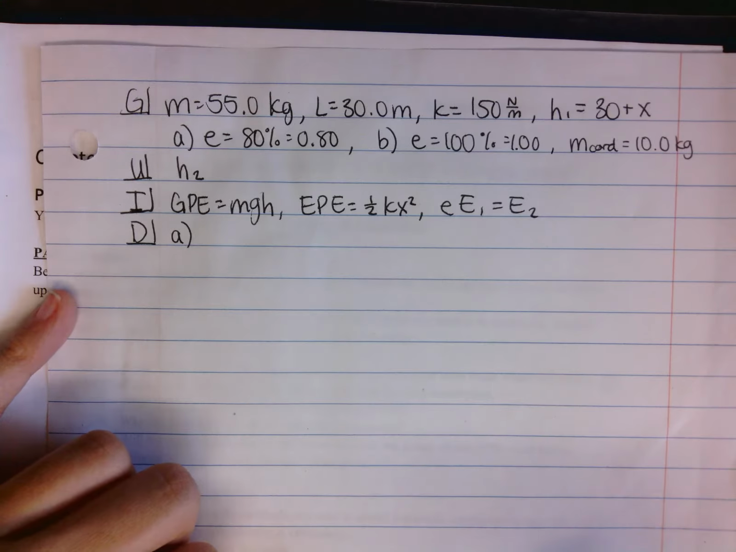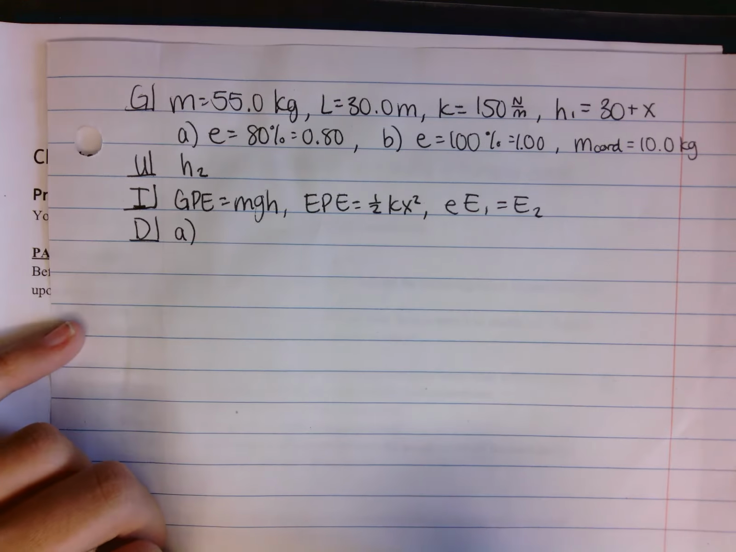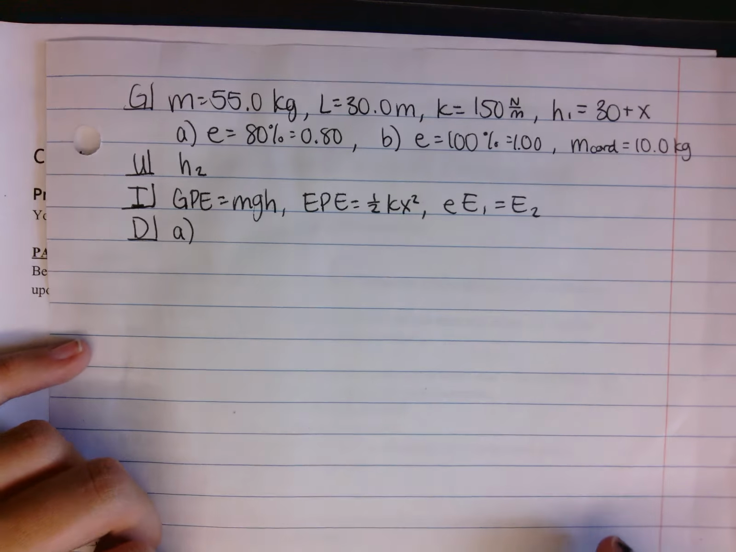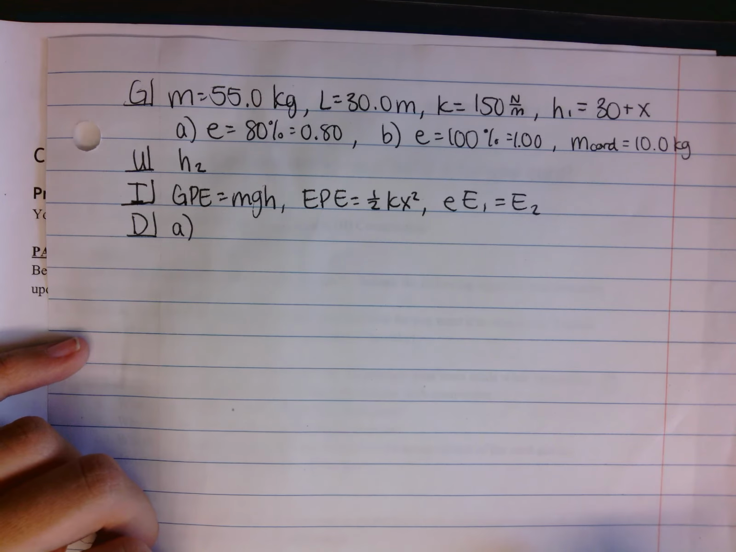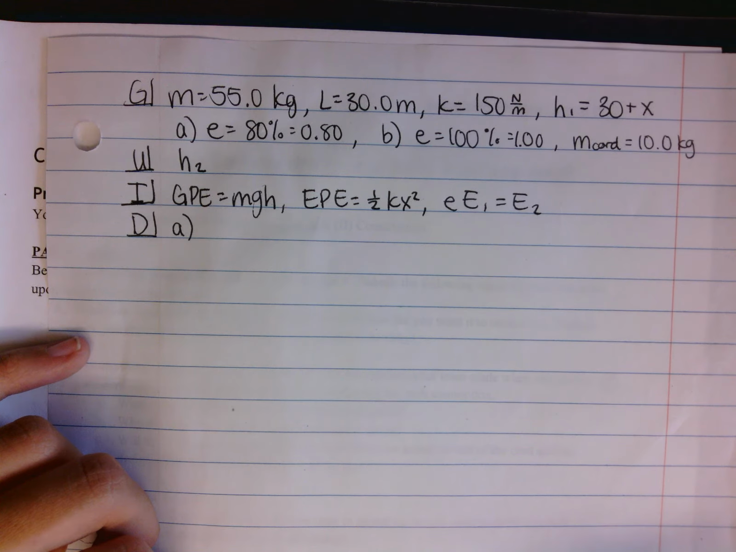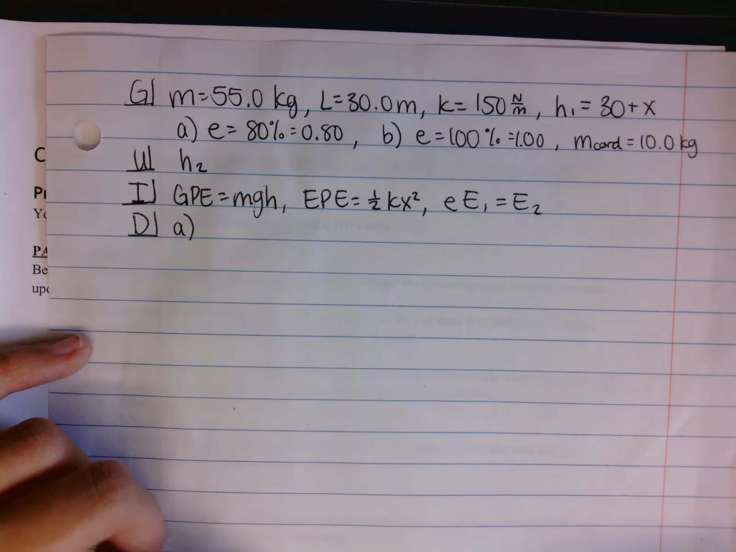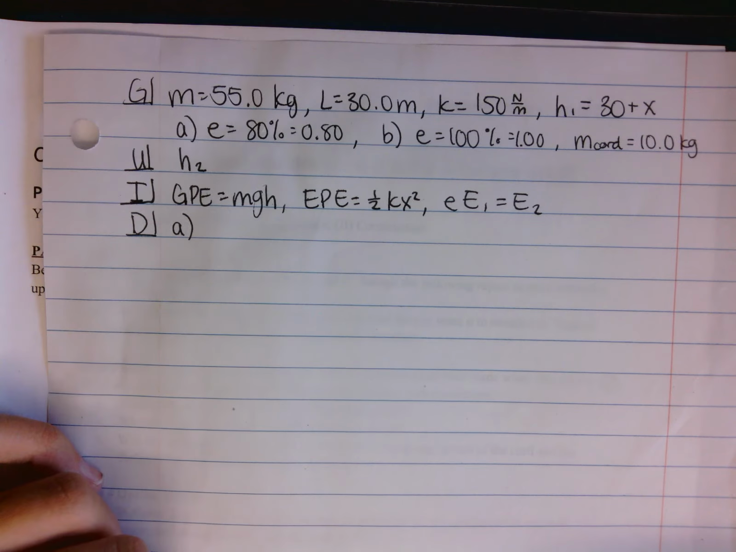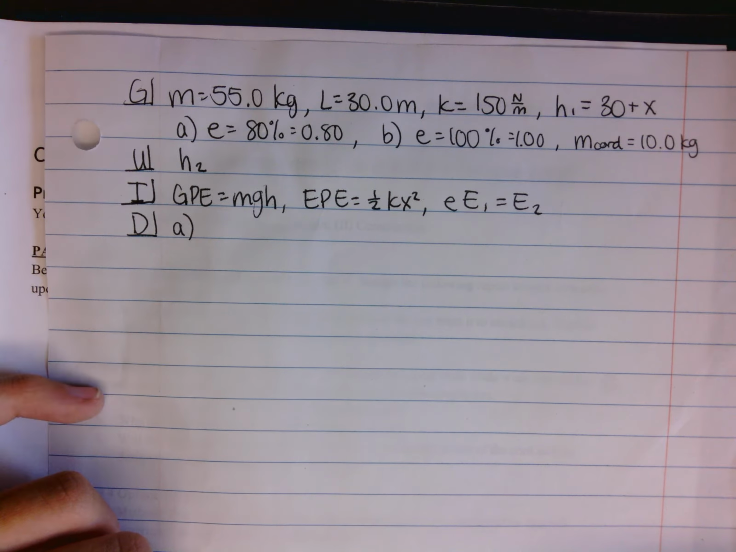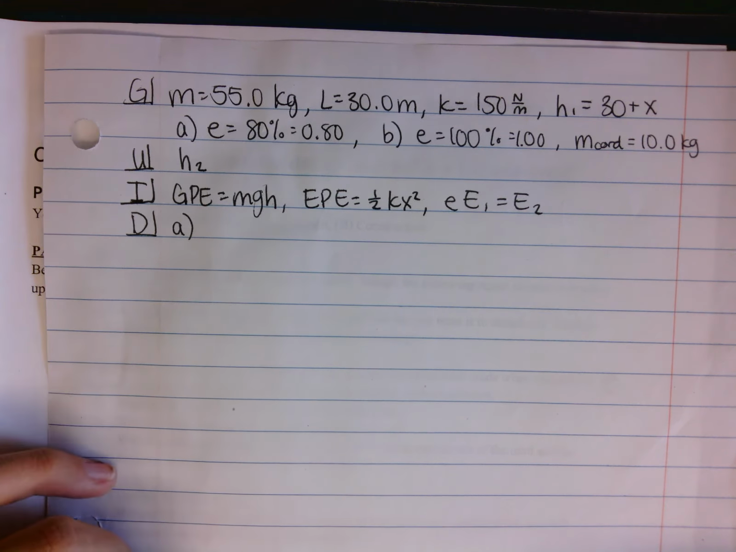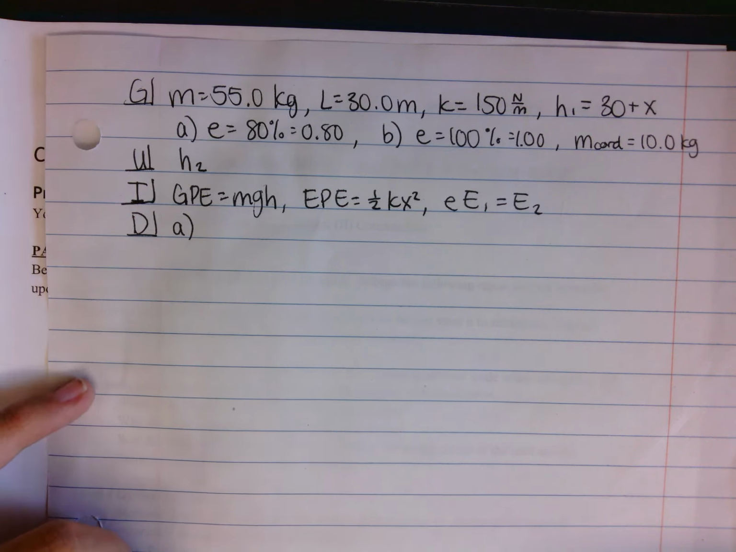Morning class. So today we're going to be doing a problem from lesson 2.12, which reads: Emma, who weighs 55.0 kilograms, drops from a height of 50.0 meters with a 30 meter, 150 newtons per meter cord. A asks, if the drop is 80% efficient, how close will she get to the ground? And B asks, if the drop is 100% efficient and the cord has a mass of 10.0 kilograms, how close will she get to the ground?